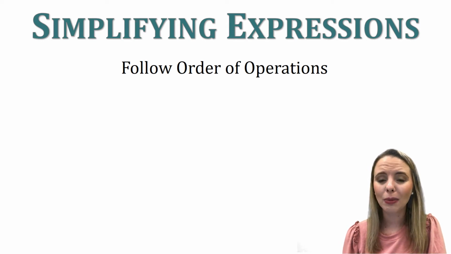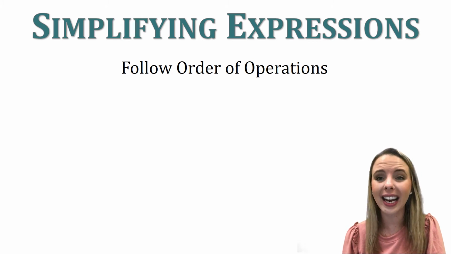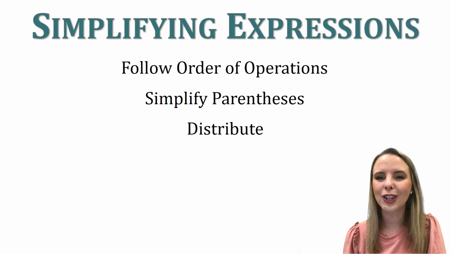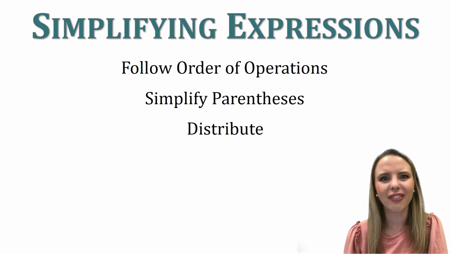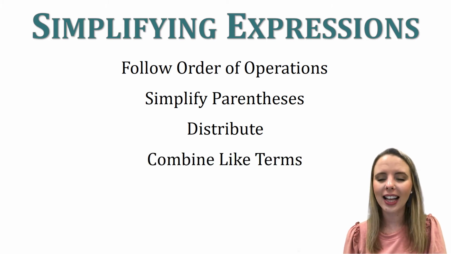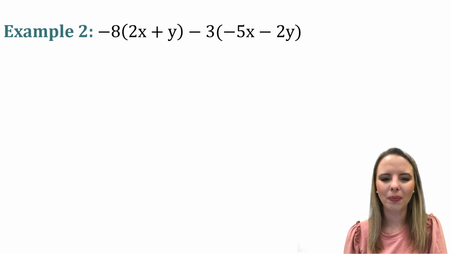Meaning we're going to begin with our parentheses. Any grouping symbols we have, we're going to simplify. And then we're going to evaluate any exponents that we see. Then we are going to distribute, because distribute is just a fancy form of multiplication. Nothing scary, right? We know how to multiply. So we're going to distribute. And then lastly, we're going to combine like terms. And our expression will be simplified. So let's look at an example.